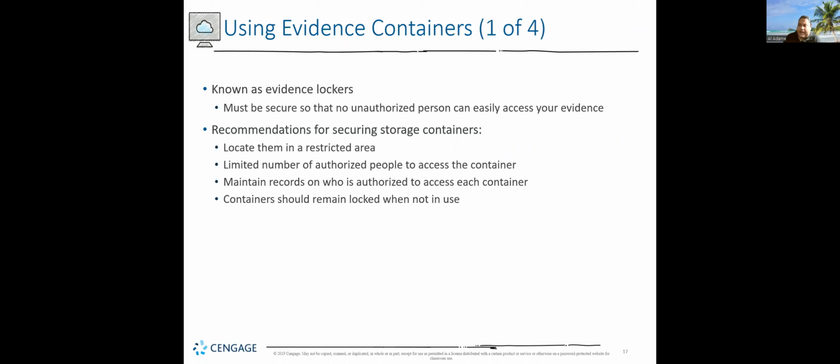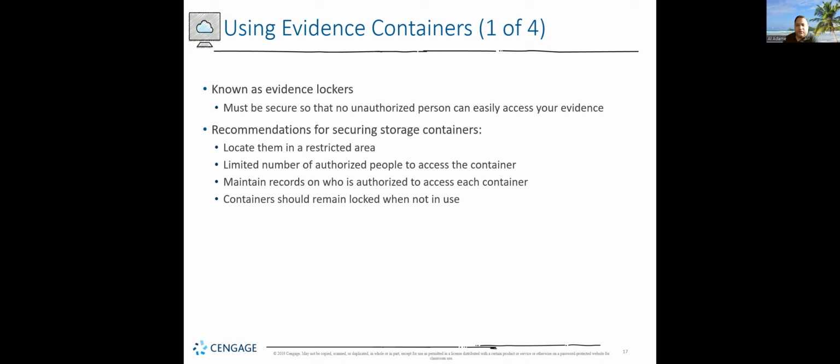I was talking about storage containers. You have to have things locked away under lock and key to make sure only you have access to them, and no one else, not even a coworker in the field. Locate them in a restricted area, so again, an area you would have access to. Limit the number of authorized people: the fewer hands in the cookie jar, the better. Maintain records of who is authorized to access the container. You would also have a log of who grabbed from bin 5 to work on whatever case you're working on. Containers should remain locked when not in use. Correct. If they're not being used, just lock them and put them away.